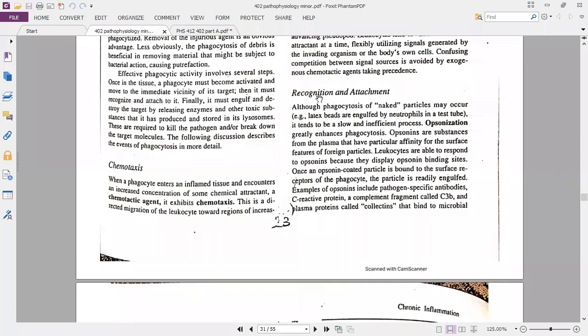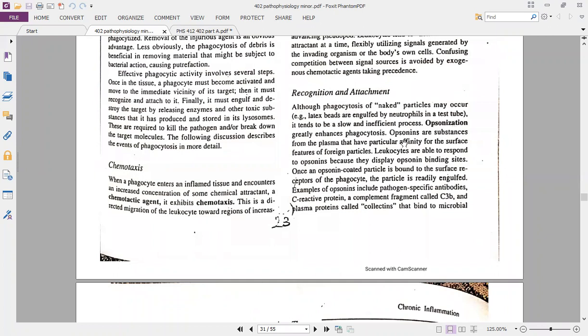Recognition and attachment is also something very important. Chemotaxis, as I had already discussed, means that the white blood cells are going out into the site of injury, which means that there are some chemotactic factors pulling the white blood cells out from the blood vessel and into the tissue spaces. Then recognition and attachment basically means that opsonization occurred.